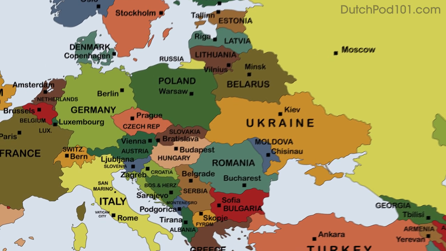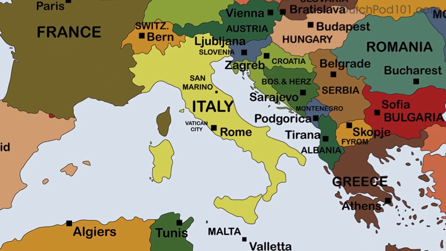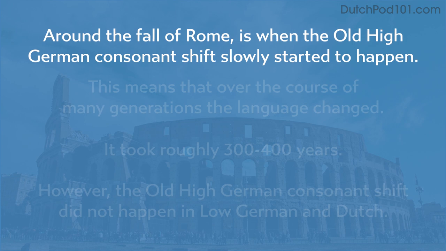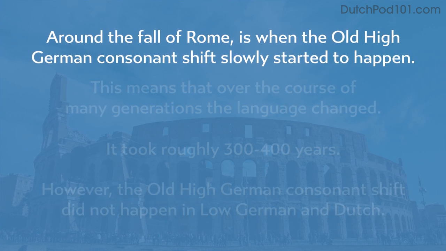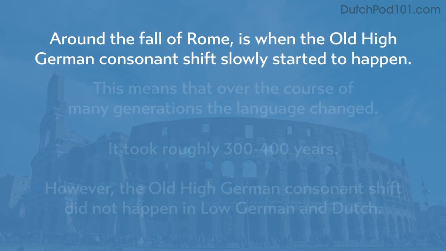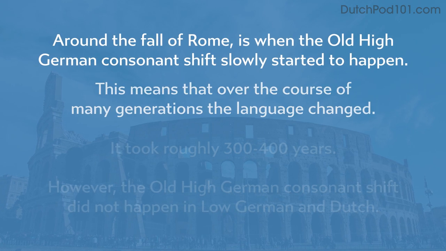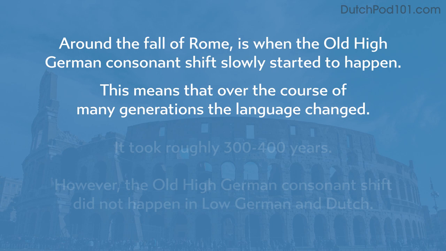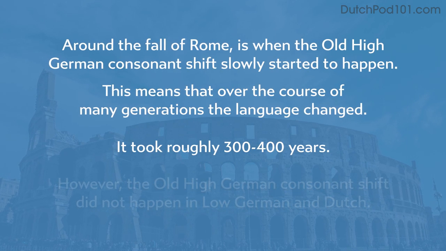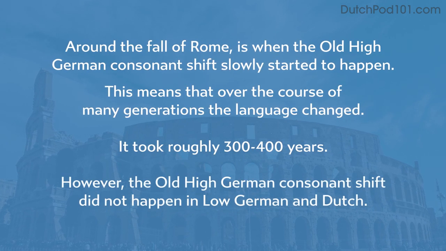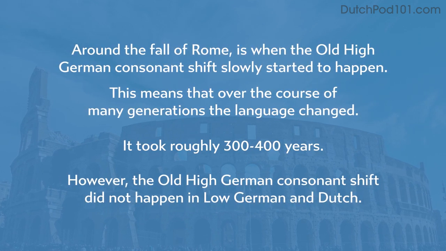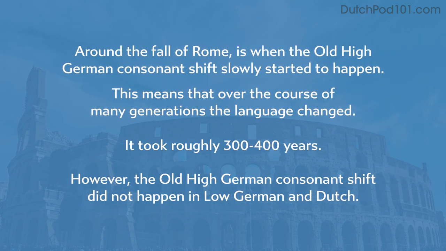So let's fast forward right to around the fall of the West Roman Empire. Around the fall of Rome is when the High German consonant shift slowly started to happen. This means that over the course of many generations, the language changed. It took roughly 300 to 400 years. However, the High German consonant shift did not happen in Low German and Dutch.